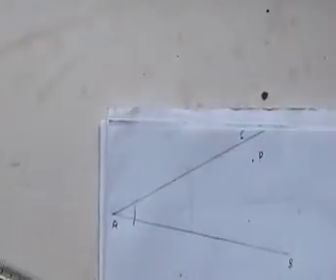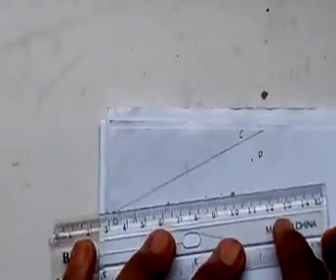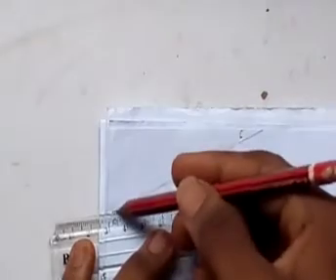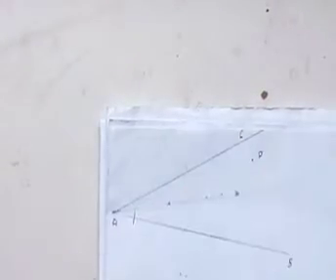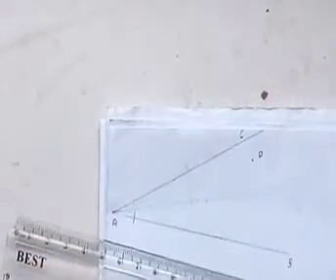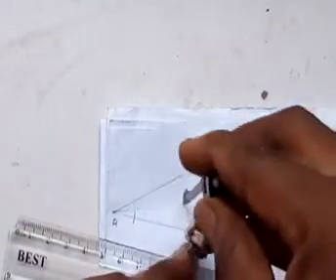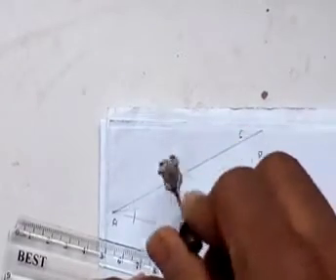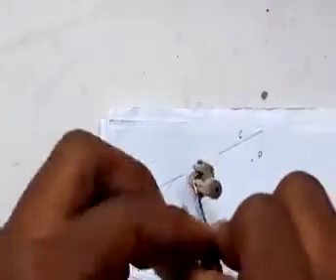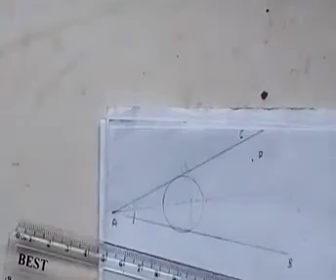Alright, I guess this bisection is not correct. So it should actually be more towards here. So let's draw a circle to touch the two. So here we go. This circle is touching the two.